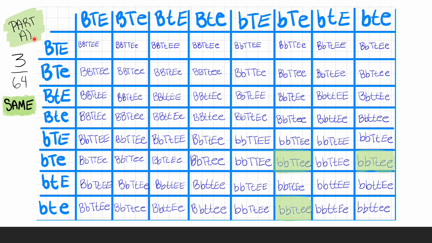So for part A, I have an example where we had calculated 3 over 64, and in fact when you look up in the table and find the corresponding genotypes to what we were hoping to find, there are 3 of them, which is the same as our calculated value. So it's just another way to do it, and this is totally something that you could do as well rather than doing 3 individual crosses.